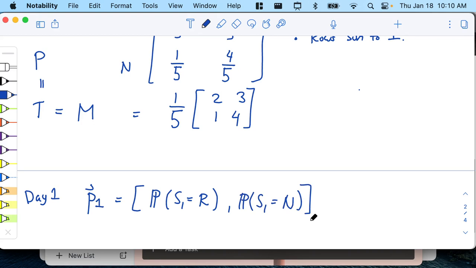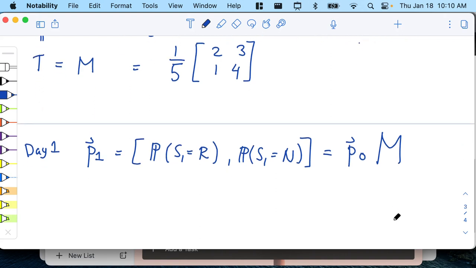Again, this is a vector that sums to one. All the entries are probabilities and R and N are the only possibilities. So on day one, it's gotta be one of these things. The probabilities are gonna sum to one. The rule we discovered last time is that this is equal to the probability on day zero times the matrix M multiplied like that. So you do this row matrix multiplication and that tells you what it is.